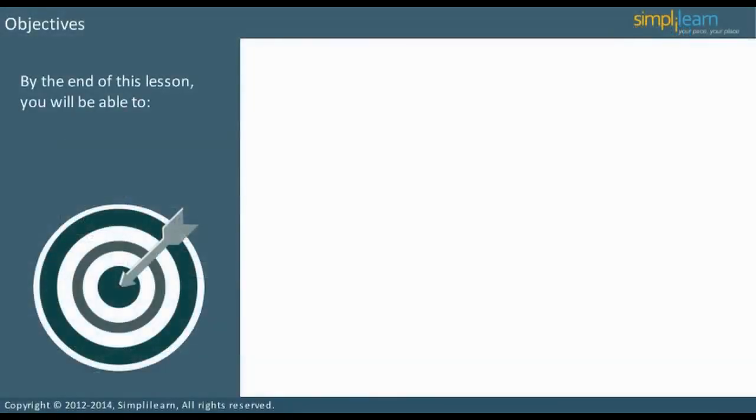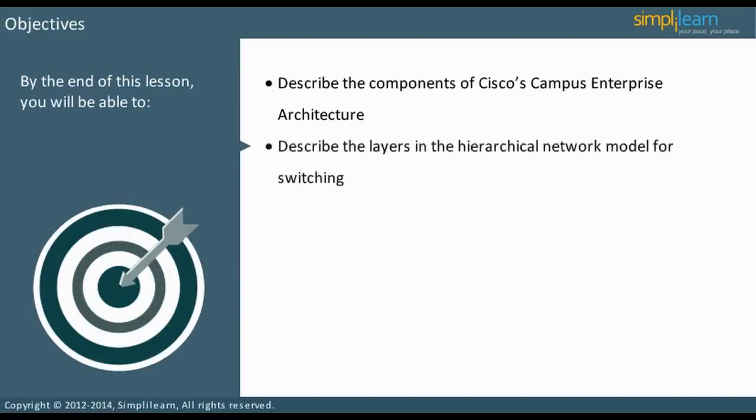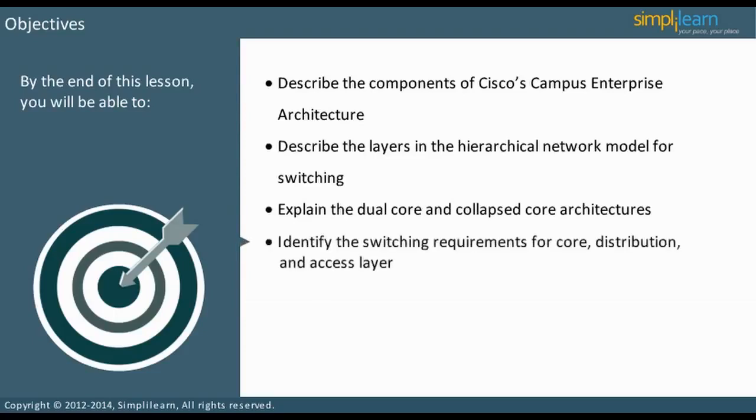By the end of this lesson, you will be able to describe the components of Cisco's campus enterprise architecture. Describe the layers in the hierarchical network model for switching. Explain the dual-core and collapsed core architectures. Identify the switching requirements for core, distribution, and access layer. Describe the considerations in sizing switch blocks.